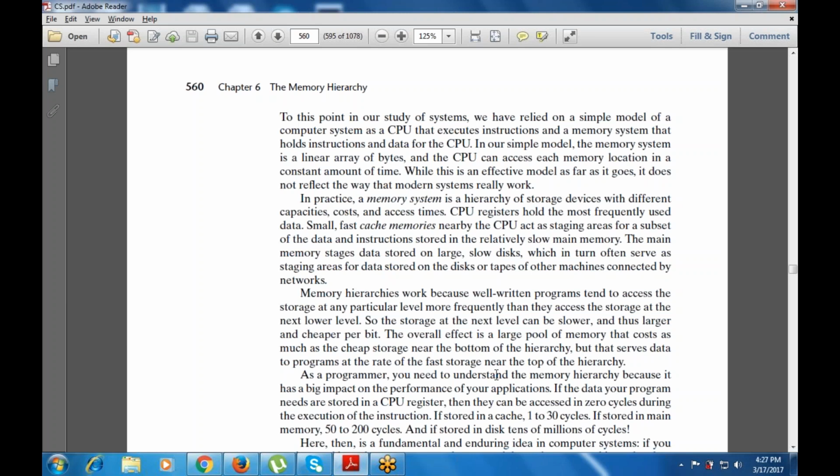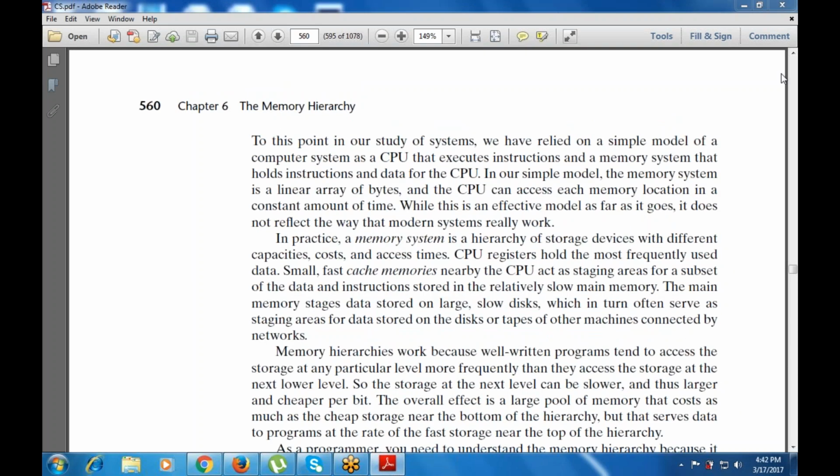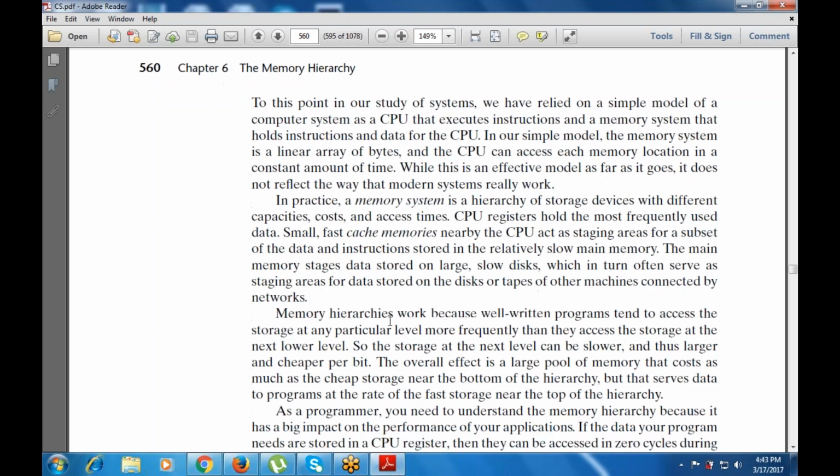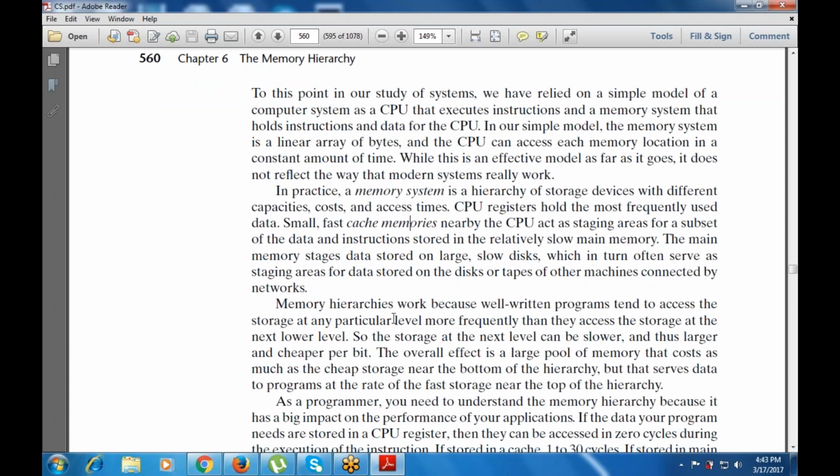Well-written programs tend to access the storage devices as frequently as possible at the upper levels. So next is why we use the memory hierarchy. The memory system is a hierarchy of storage devices with different capacities, costs, and access times. As I told you, there are multiple levels of memory, like registers, primary memory, and main memory, right? And the main memory is stored on a large, slow disk, which in turn serves as a staging area for data stored on the disk or tapes of other machines.